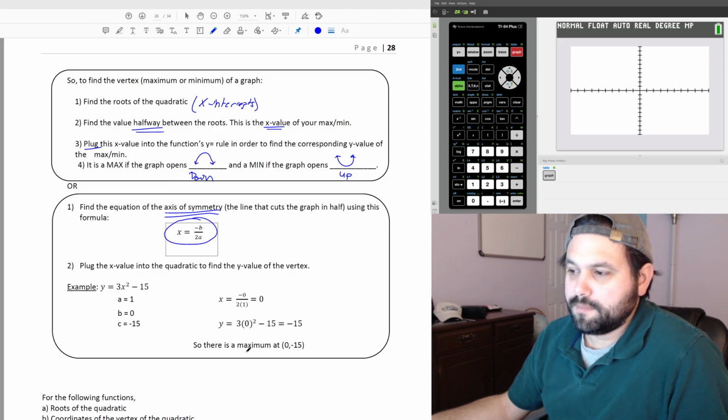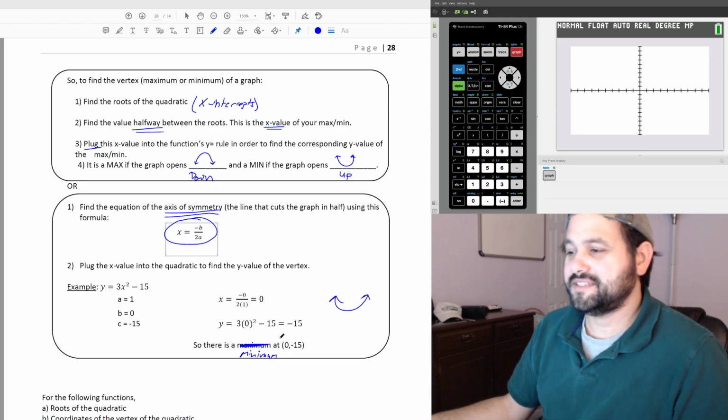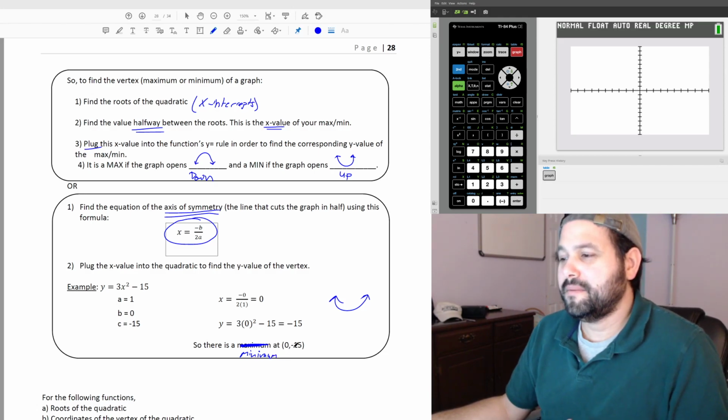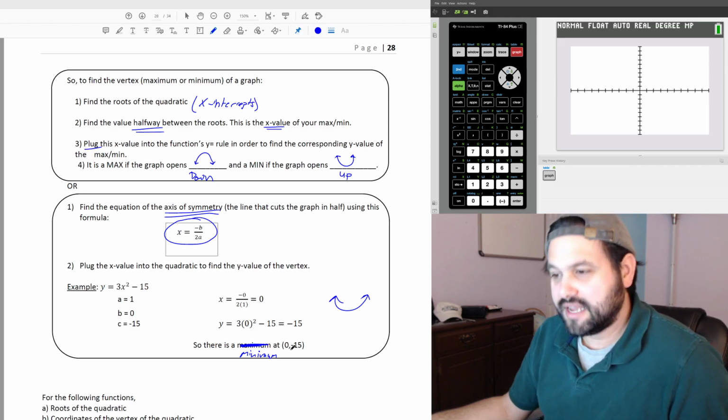And so we know that it's 0, negative 15. We also know that it's a maximum because this graph opens up. So no, this would be a minimum. Sorry about that. Not a maximum. It's a minimum. So there would be a minimum at 0, negative 15, right?